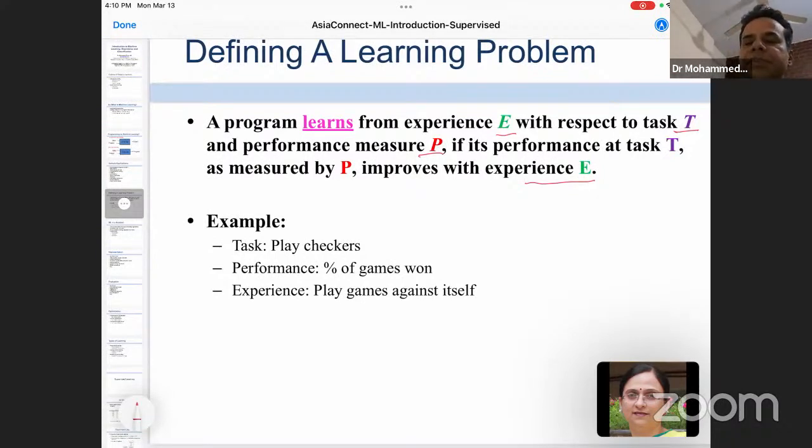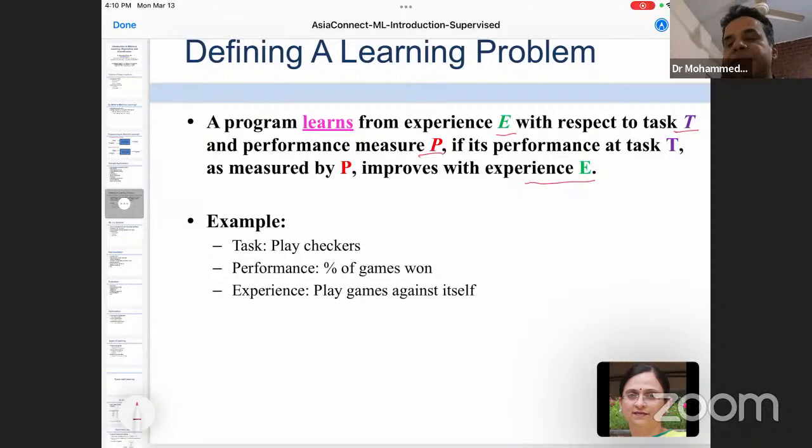Okay. So this is a simple example: play checkers. If the task is to play checkers or play chess, just a computer game, the performance we can measure is the number of times a computer program wins the game. It can be checkers or it can be chess.